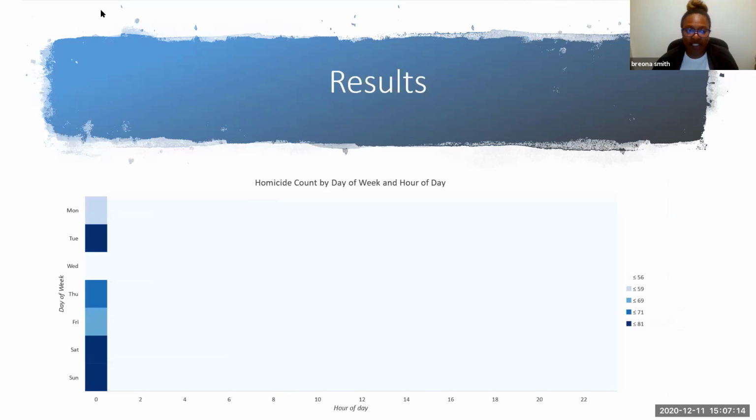Also, I wanted to dive deeper into a specific offense. So I added homicide to the calendar heat chart. It shows that homicide was only done at midnight, and it was likely to increase on the weekend, where there were darker shades of blue.